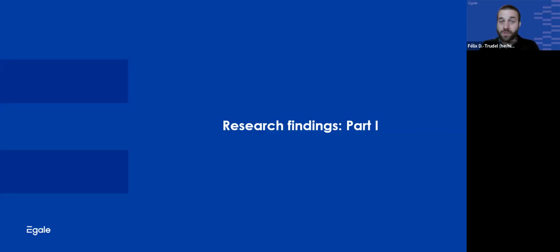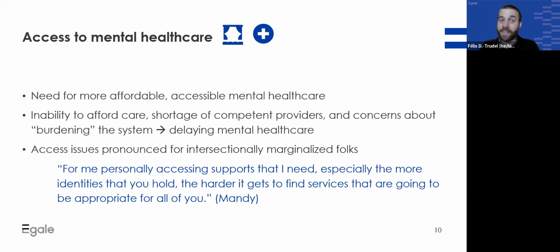And the first social determinant of mental health that I'm going to highlight is that of access to mental health care. By far, the social determinant of mental health that was most widely impacted by the pandemic was access to mental health care. Many study participants expressed the need for more affordable and accessible mental health care, for example, more comprehensive insurance coverage and more providers offering free or sliding scale services. Further, 61.5% of survey respondents noted an inability to afford care was a reason for delaying their mental health care.